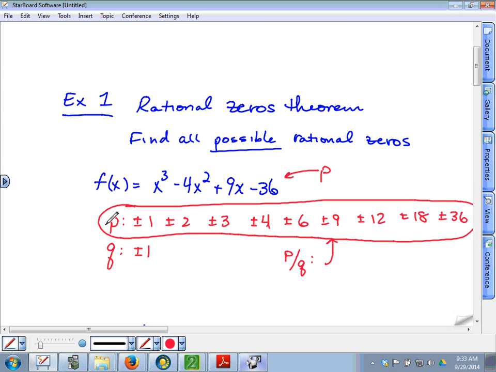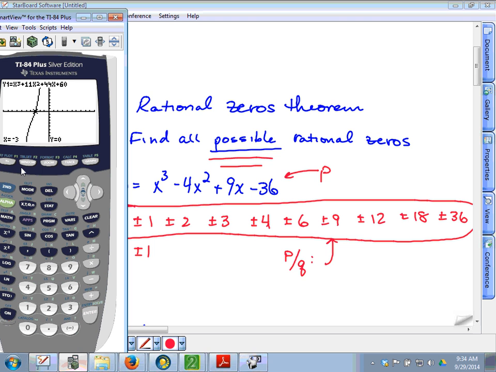If Q is just 1, then P divided by Q are just those factors of P right there. Those are all of the possible rational zeros. Now I want you to find ones that actually work. Those are the possibilities. Which ones actually work? How did we figure it out? Graphing. Yep. We figured it out by graphing, because rational zeros are the same as x-intercepts. So if there is a number from this list that works, we can find it from the graph. So go to the graph.